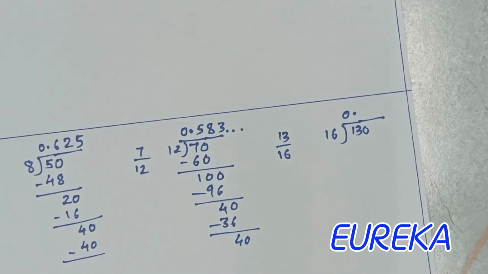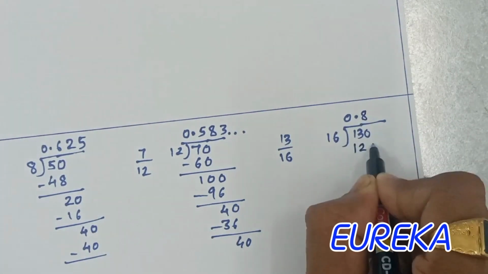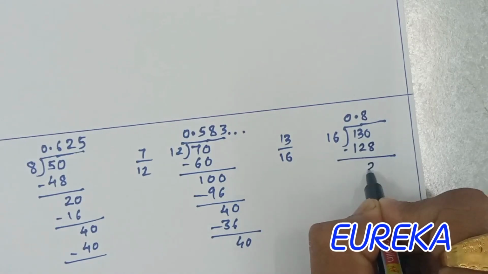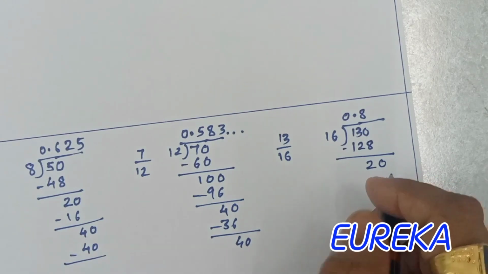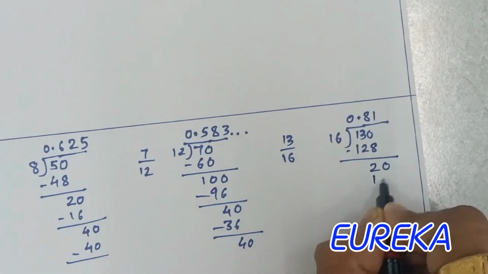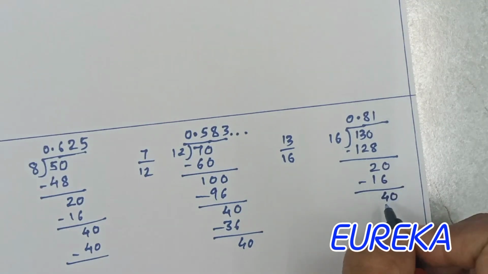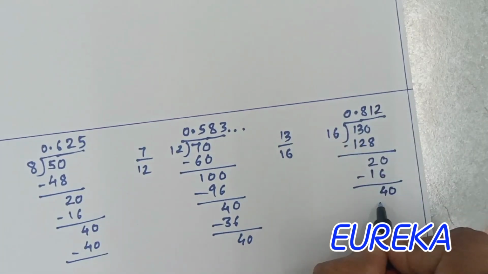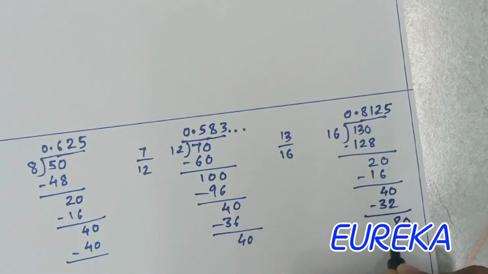So we know 16 5s are 80, 16 6s are 96, 16 7s are 112 and 16 8s are 128. So we will do 16 8s are 128. What will we get here? 20. Okay, so again 16 ones are 16 minus, so we'll get 40. Now we have 16 twos are 32, because more than that we will not be able to divide. We'll get here 8 and 0, and we know that 16 fives are 80.